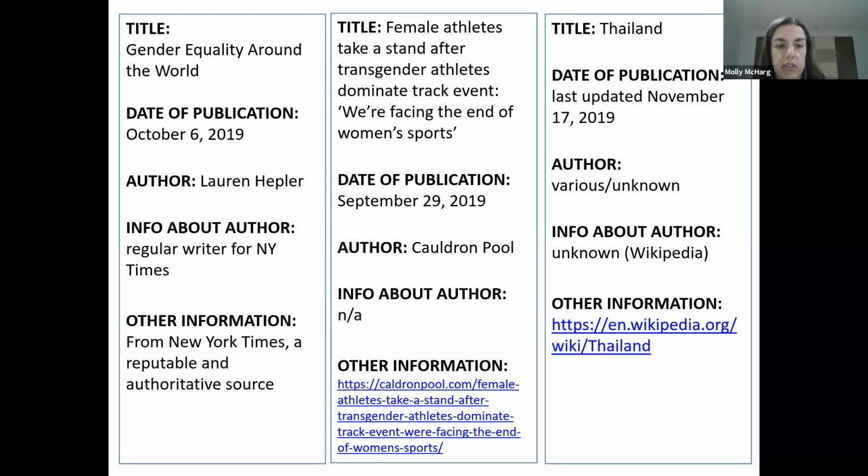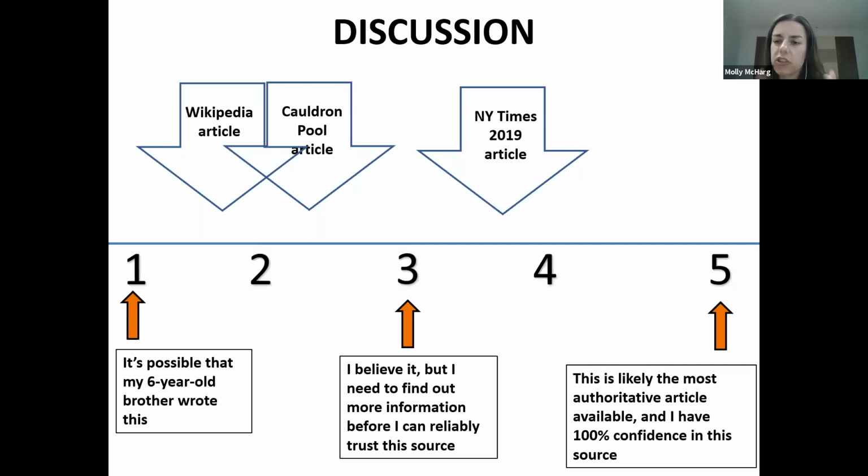So the first column is gender equality. The second one is about transgender athletes. And the third one is the Wikipedia Thailand page. And I've put them all together so that you can see. I didn't put the other sources just because it was too much text on the screen. But let's say we want to look and compare these. And then maybe we say, it should look more like this. Maybe these 2 are not as reliable, and maybe we need to reevaluate this one.